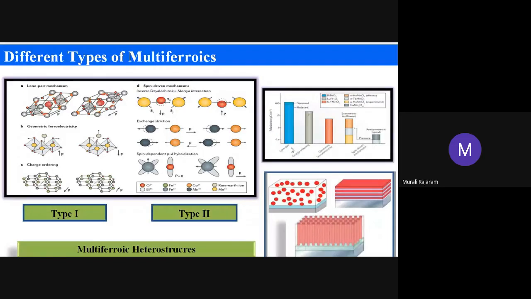pair materials. This class of materials has very high polarization, around one of the highest known polarizations so far, around 90 microcoulomb per centimeter square on bismuth ferrite. On this material, bismuth ferrite. That's why there is quite a lot of work on this.